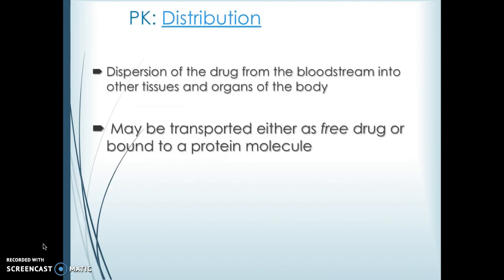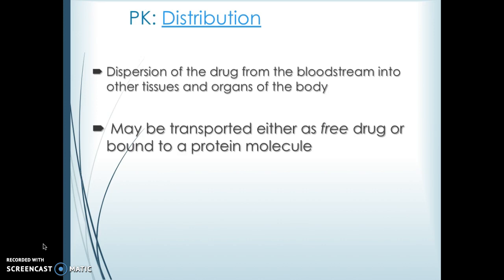So once the drug is absorbed and goes into the bloodstream, it then gets distributed into other tissues and organs in the body. This is called the distribution phase. The distribution phase is important because this allows the drug to get to the site of action so that it can exert its effect. Drugs can be transported in a number of different ways. They can move freely as a free drug, or they can move around in the bloodstream bound to a protein molecule, which will oftentimes get in the way of that drug getting to its site of action because it doesn't allow for as free distribution outside of the bloodstream.